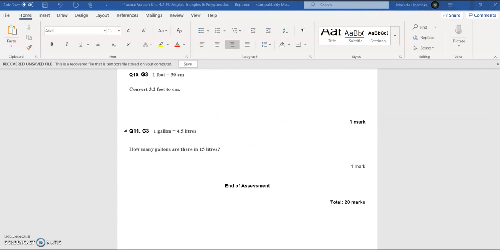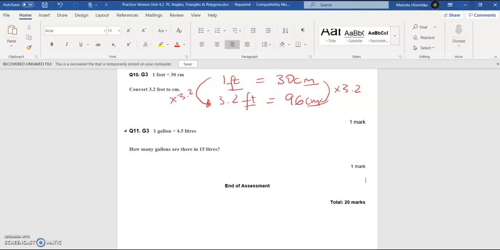We have 1 foot is equal to 30 centimeters. Convert 3.2 feet to centimeters. So this is a ratio question as well. So 1 foot is equal to 30 centimeters. We need to convert 3.2 feet to centimeters. So to get from 1 foot to 3.2 feet, we've multiplied by 3.2. So we must do the same on the other side, because this is direct proportion. So 30 times 3.2 is equal to 96. 96 centimeters. We have centimeters on one side and feet on the other. So the answer is 96 centimeters.